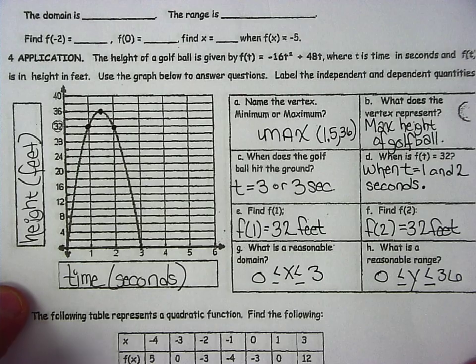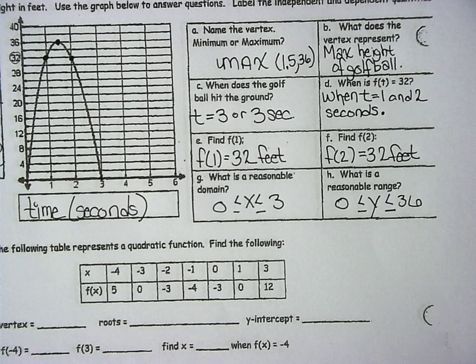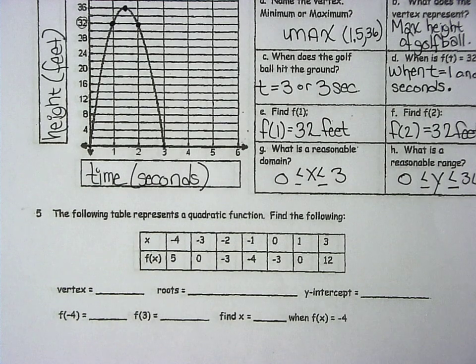Now let's go ahead and move on to part 5, and I guess we can do most of that together. There's no graph here and there's really none needed. The following table represents a quadratic function. Find the following. So the vertex.